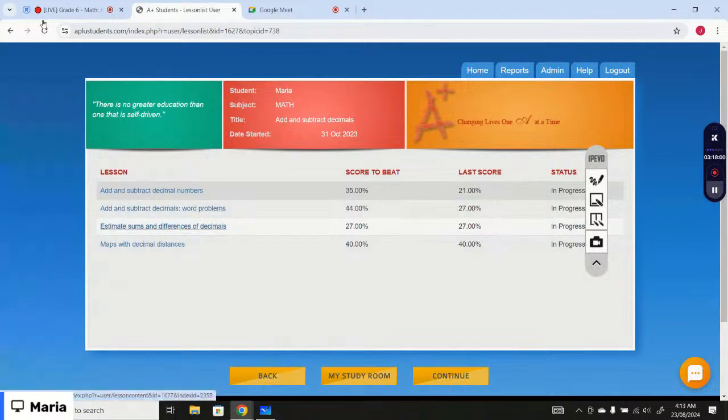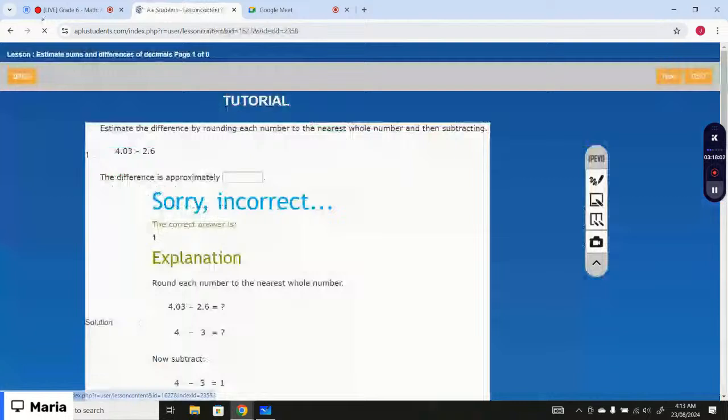The next one is estimate sums and differences of decimals. Let's start with the lesson. Okay, so the first one is estimate the difference by rounding each number to the nearest whole number and then subtract. So first you have to round off the number to the whole number. Then you have to subtract, right?